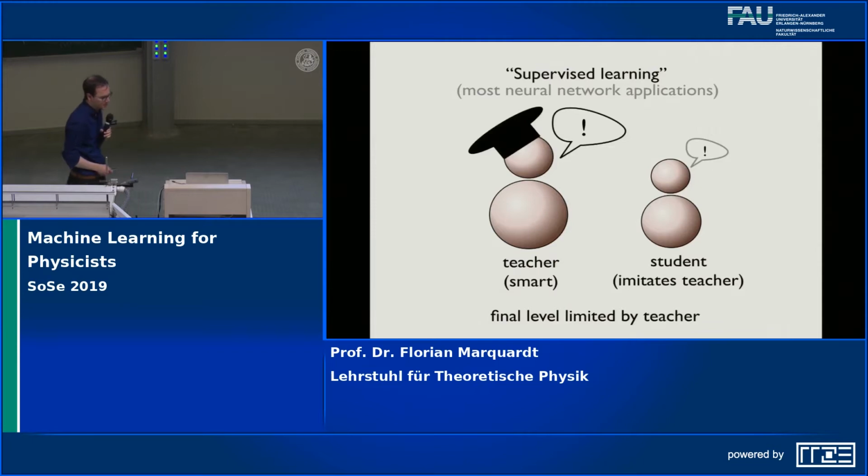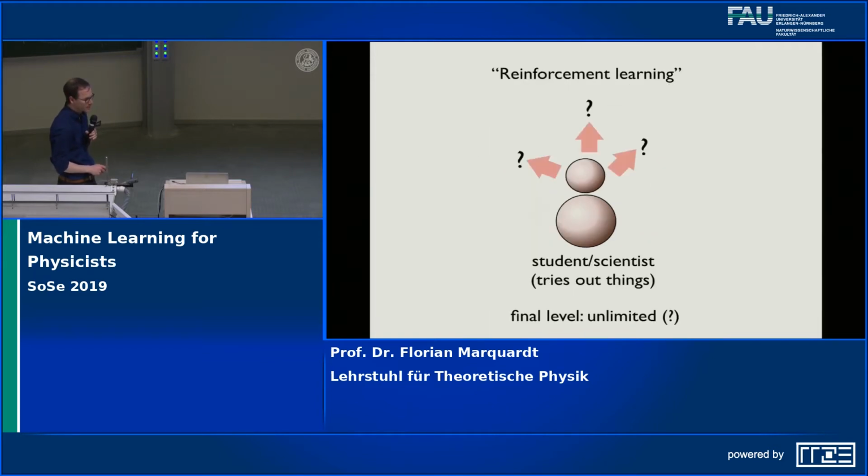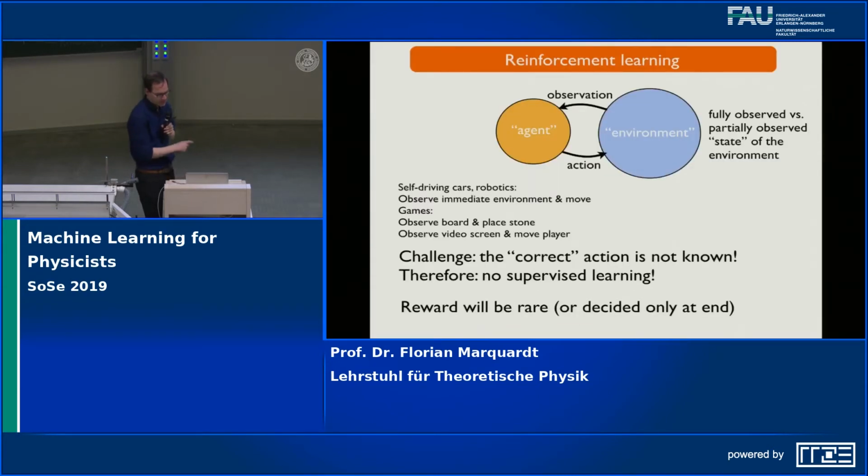And so to make this distinction clear again, I already mentioned it last time, but here it is again in terms of pictures. In supervised learning, you always would have a smart teacher training the student, and the student imitates the teacher. But then, of course, the final level is more or less limited by the teacher. And reinforcement learning is very different. In reinforcement learning, it's like you imagine a very smart student or even a scientist who just tries various things and then keeps the things that work and tries to build on them and improve even further. And then hopefully the final level is unlimited.